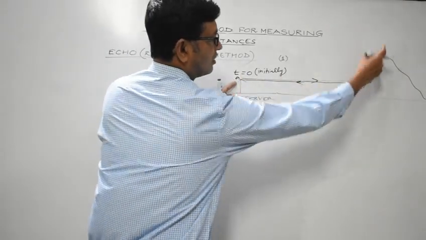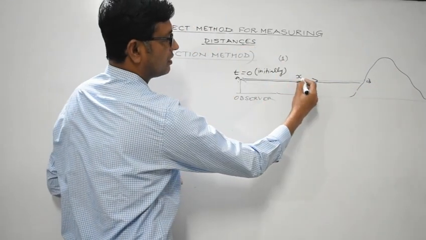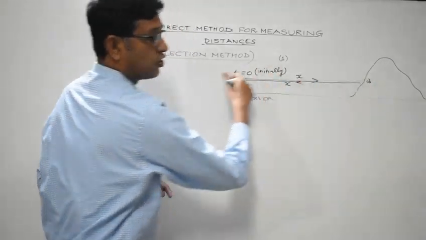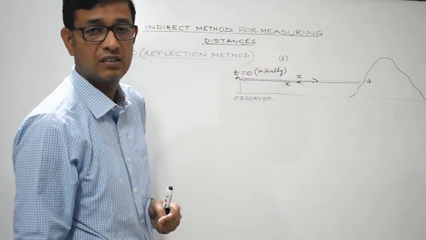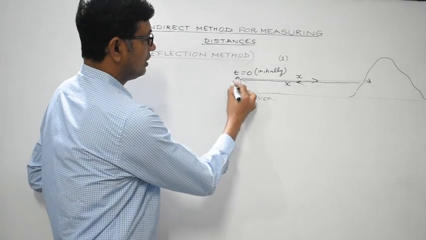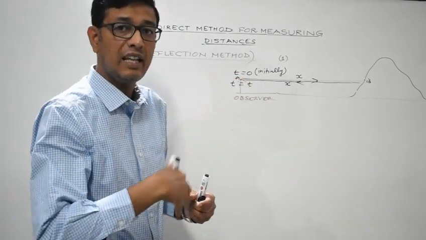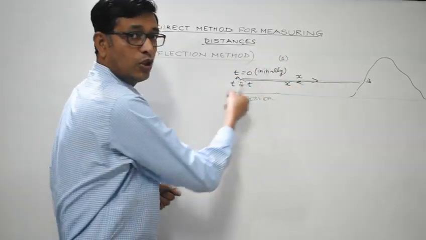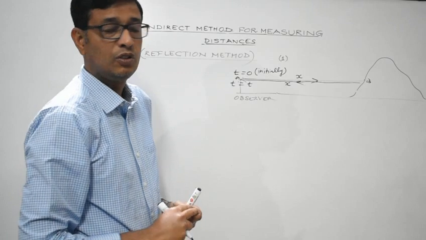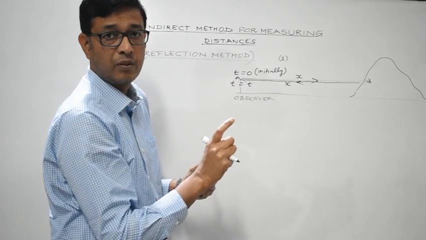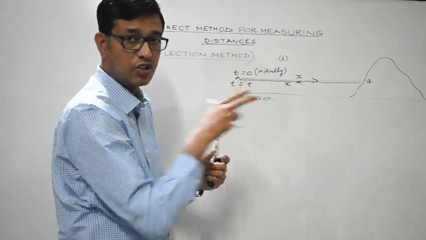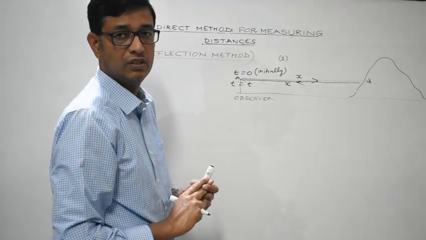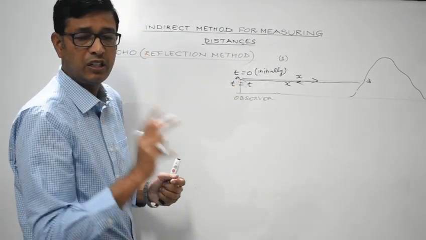So, if the mean distance of this hill from the observer is taken to be x, then the total distance covered by the sound wave during the entire journey, to and fro, is 2x. Suppose t is the time that has elapsed between the instant of firing the bullet and the receipt of its echo. So t is the time interval between the instant at which the shot is fired and the instant at which its echo is heard by the observer, right? So t can be experimentally noted down.